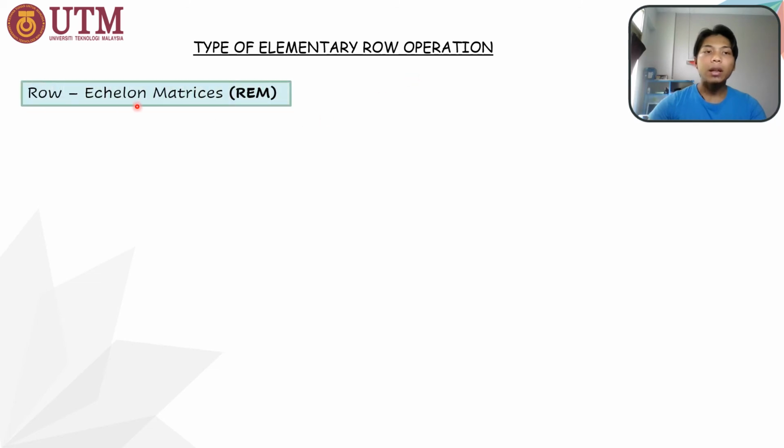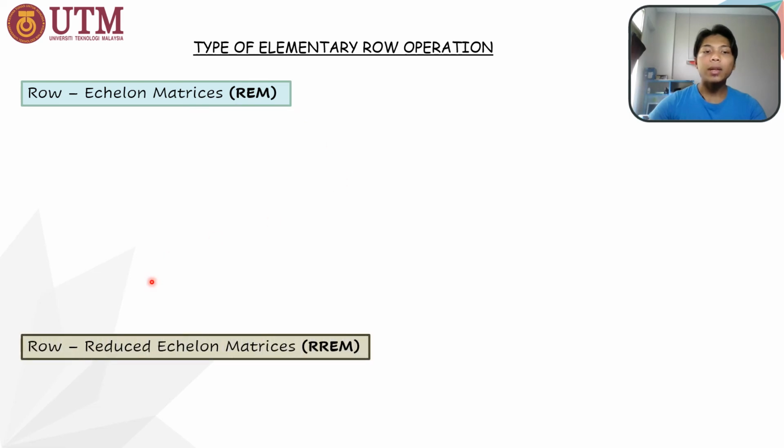Actually not. There are two types of elementary row operation, which is the first one is row echelon matrices, we call it REM, and the second one is row reduced echelon matrices, RREM. What is the difference between these? Alright, I will give a simple briefing on the difference between these types. Before that, we need to know the properties that must be satisfied to become REM or RREM.